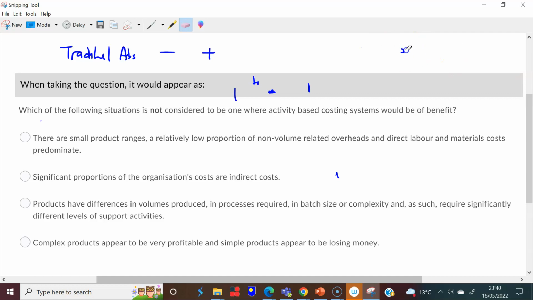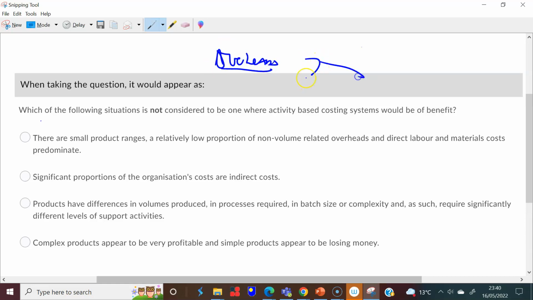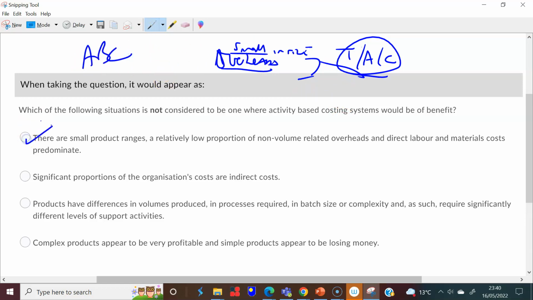very few overheads. So the whole point of absorption costing in general is, how do we get the overheads fairly into the products? And if these are very small in size, we can just go with traditional absorption costing, just break it up based on hours or something. But the more complex they are and the larger they are, we want to be going for ABC. So the answer is A.